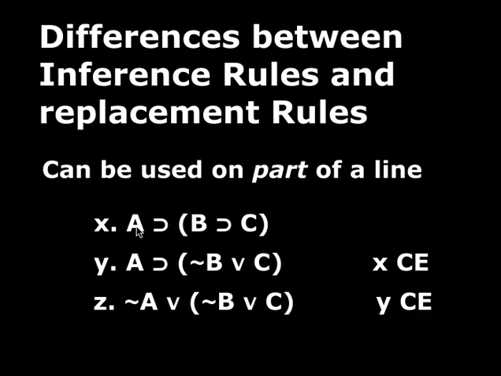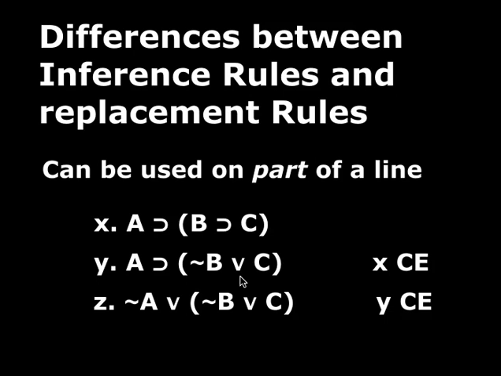In line x, I have a conditional whose consequent is itself a conditional. I could use conditional exchange on line x to turn this conditional, which is part of a line, into a disjunction. I can turn the horseshoe into a wedge. I have to negate the first component: B becomes not B. The rest of the line stays the same because I only used the rule on this part. So I only changed that conditional.